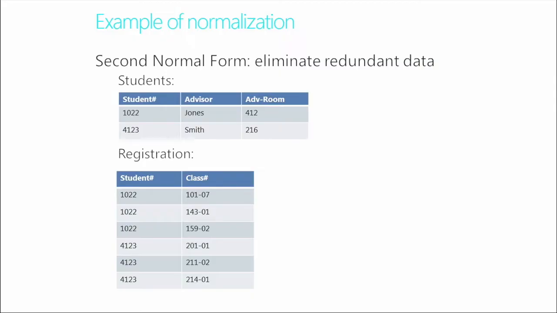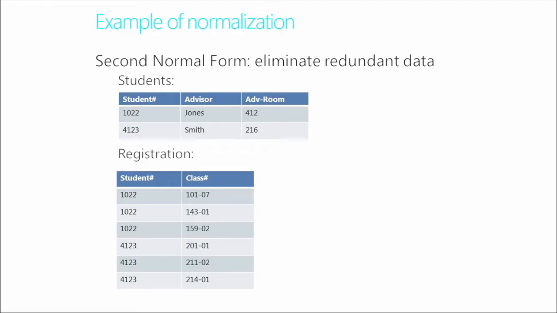Now what we've introduced is that we've taken that one table and created two tables. The table now is called students. For student 1022, their advisor is Jones, and that advisor can be found in room 412. Student 4123 has a different advisor, who can be found in room 216. So that's a separate table.